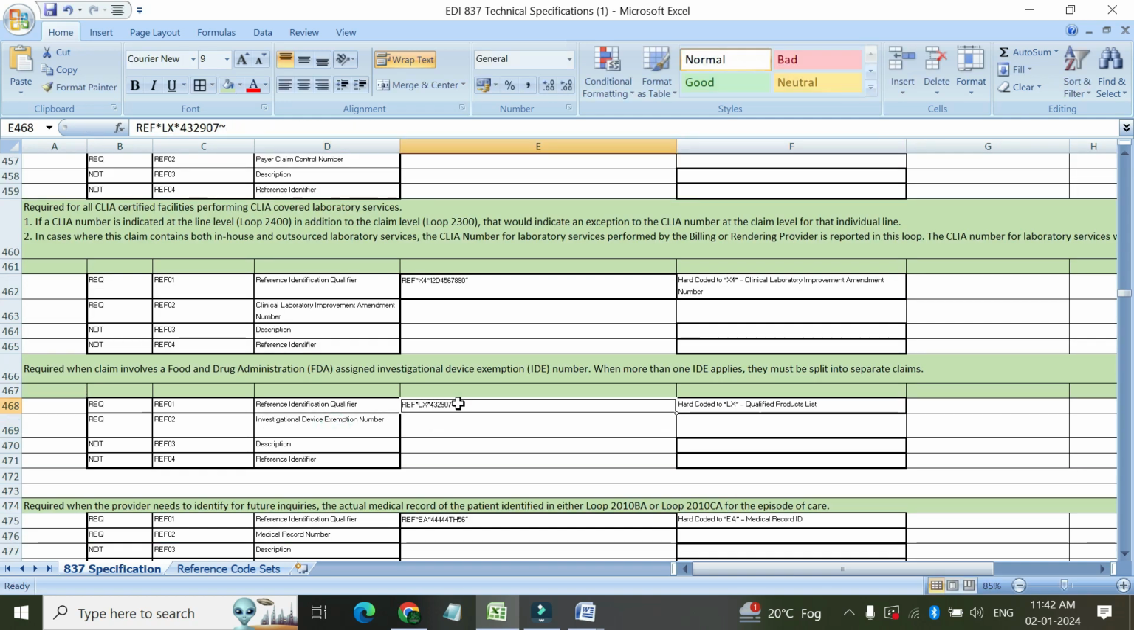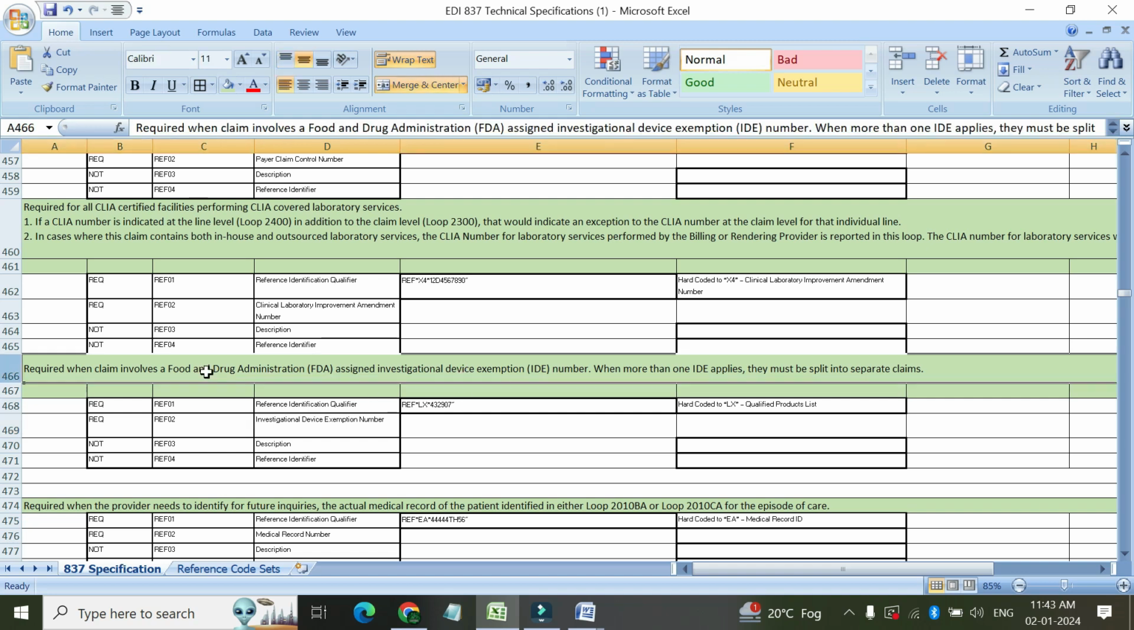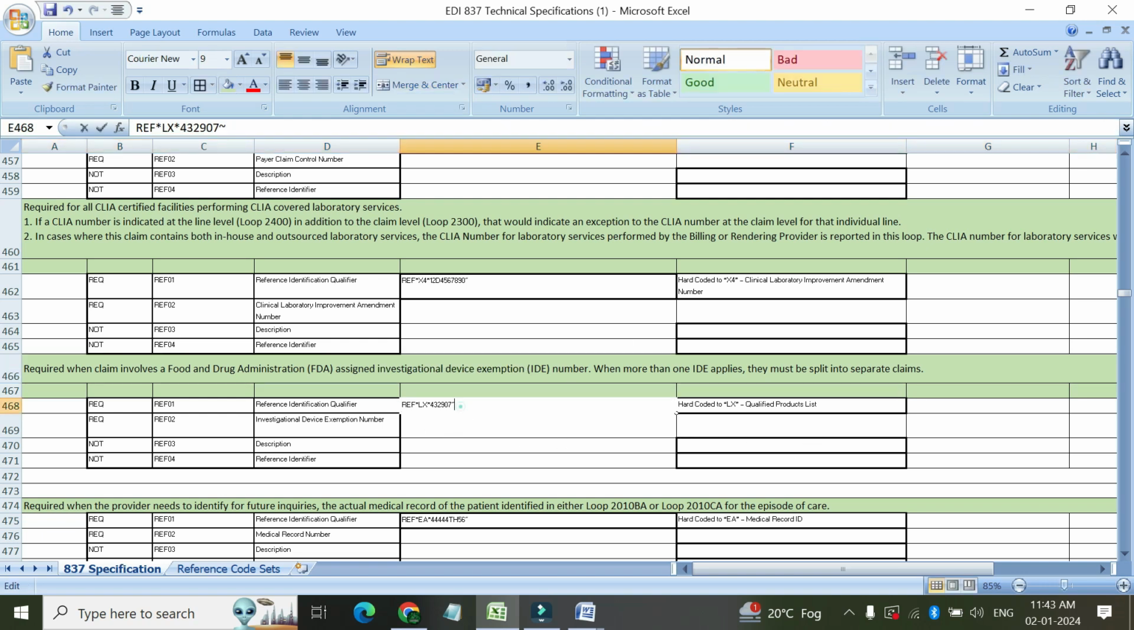Investigational device exemption number, which is this one, with qualifier LX. This is required when there is a use of an investigational device, which means that device is not in the market yet, but it is just an investigational device. And if any provider decides to use that device for a certain procedure, then they will have to take approval from FDA, and FDA will decide if they can use that investigational device, and then they will assign an investigational device exemption number, and that number will go here.